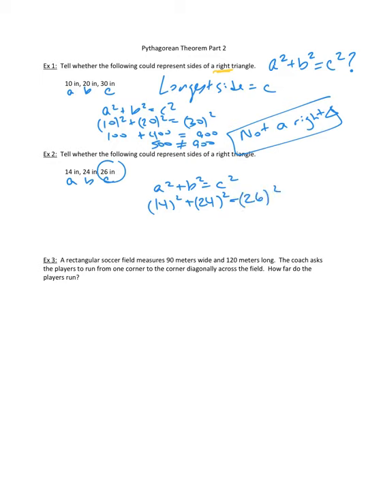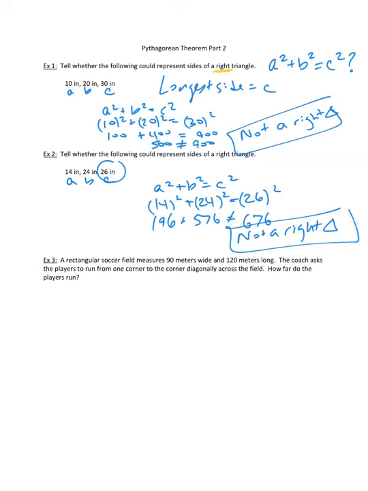So 14 squared is 196, and 24 squared is 576, and 26 squared is 676. So 576 and 196 do not equal, so this is again not a right triangle. In both examples it was not a right triangle, but if it had come out to equal the same number on both sides, then we would say it is a right triangle.